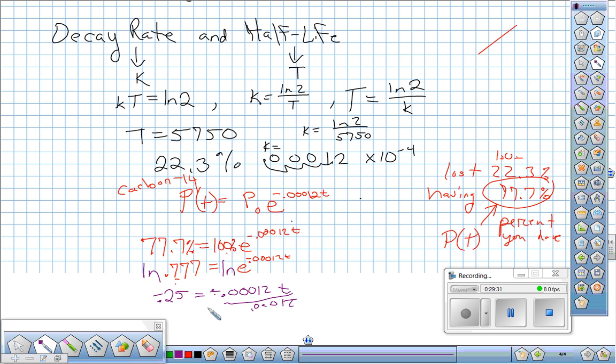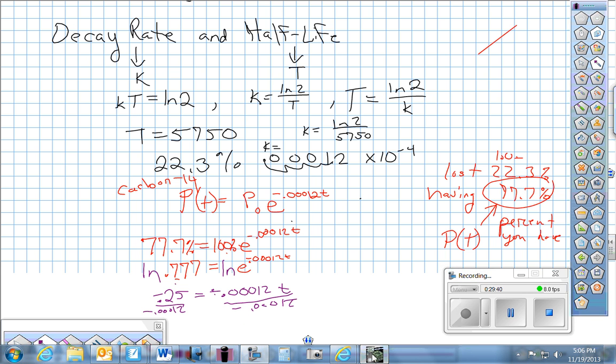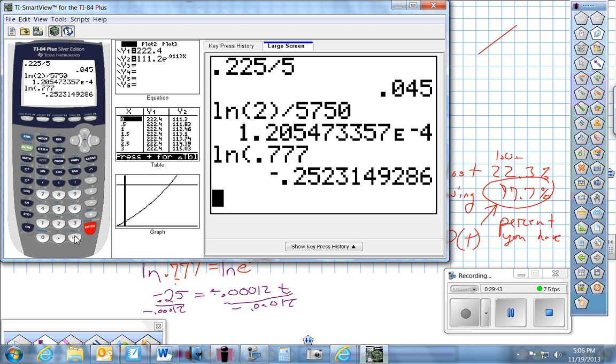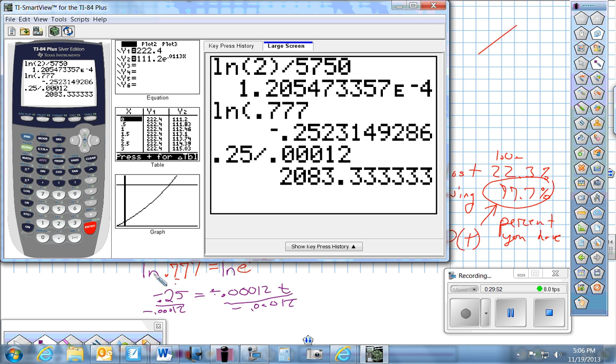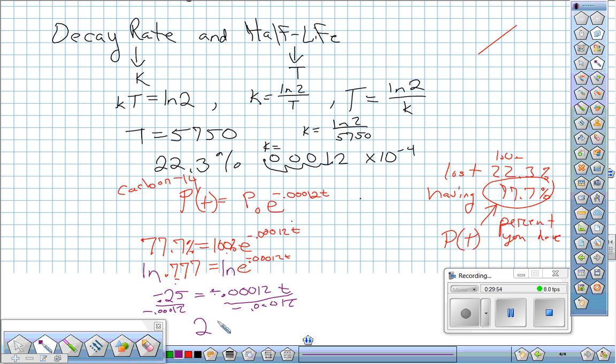And then I will do this division, 0.25 divided by 0.00012, and it's a negative as well. I'm not worried about my negative signs because you should know your negative rules. When I do that division, I get 2083. So 2083 equals my t, which is not exactly what they got because of rounding errors.